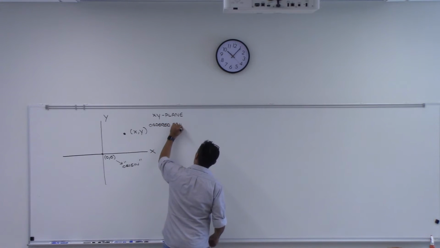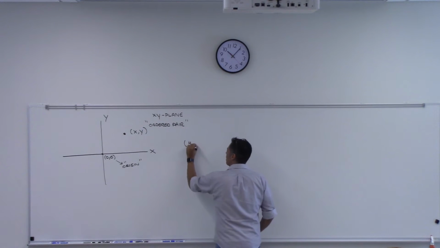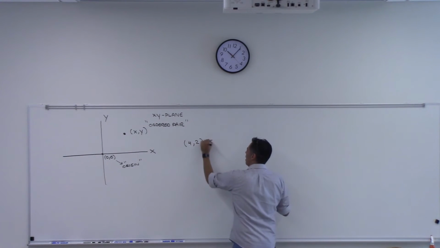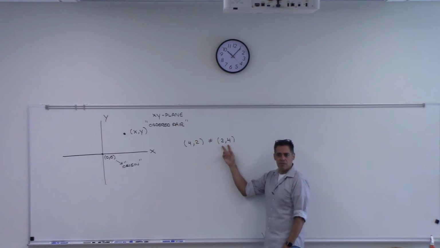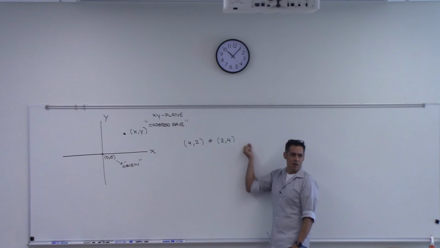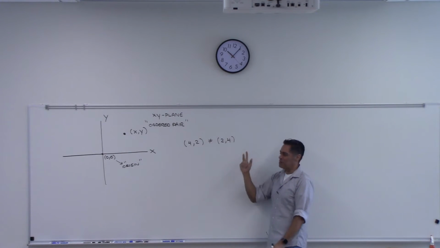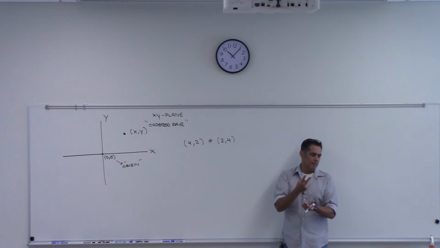It's called an ordered pair because the order matters, right? If I write this 4, 2, that is not the same as 2, 4, right? Those are two different points. This one is out 4, up 2. This one is out 2, up 4, right? They're reversed. So the order matters, and it's a pair of numbers, two numbers, right?